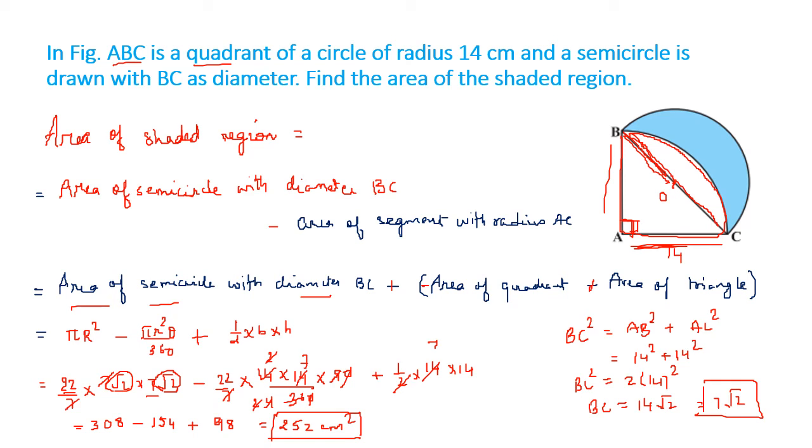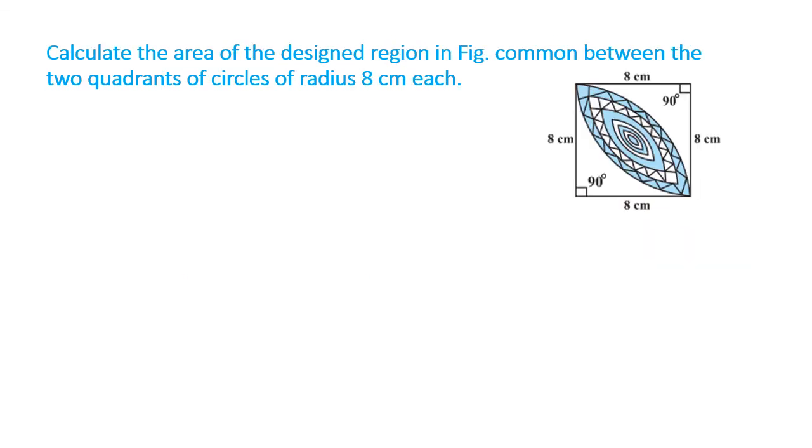And the last sum will go to this. We have to calculate the area of this design. Can you see the design in between? The side of the square is given, 8. This is 90. And you have to find the area of the design. Now, how will you find the area of the design? Any idea?